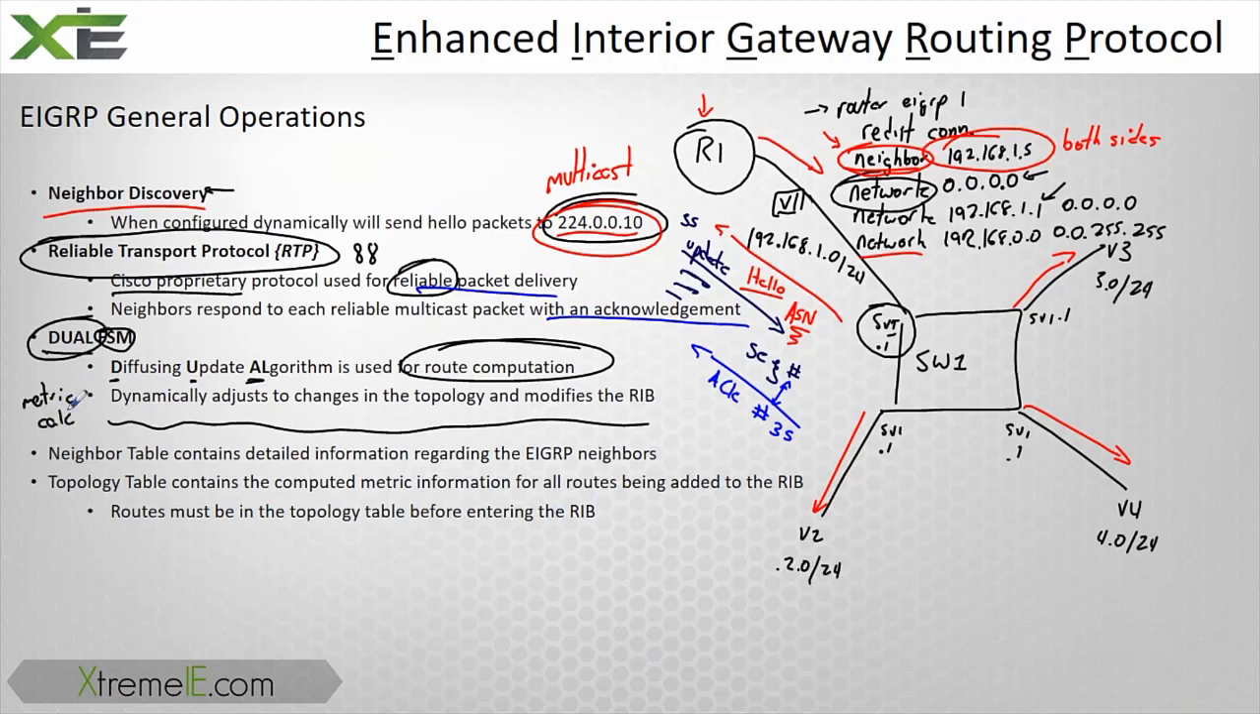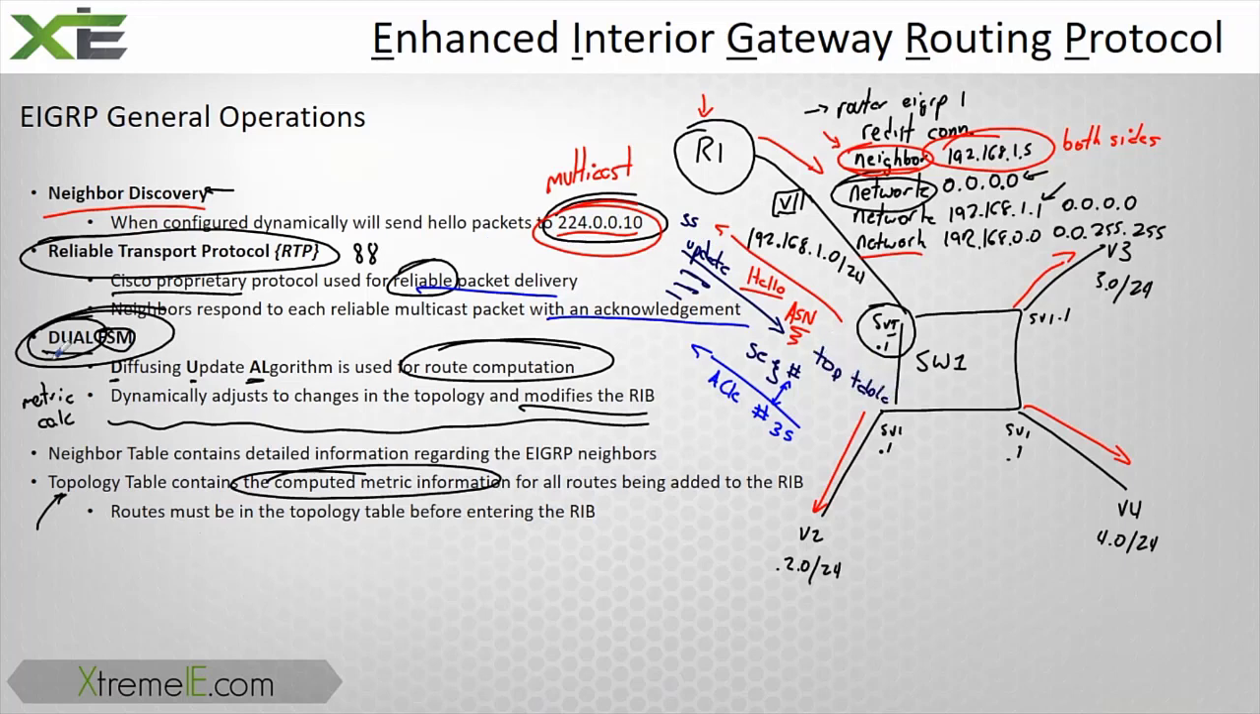Now, anytime we have a change in the routing table, anytime we have new updates come in, DUAL is what's going to be responsible for computing those routes and deciding what routes go into the RIB, what routes don't go into the RIB. It's responsible for modifying the metrics in the RIB. Now, in order for these routes to go into the RIB to begin with, they must first be in the EIGRP topology table. So EIGRP is going to have a database, called a topology table. That topology table is going to contain all of the computed metrics already. So as these updates come in, they hit the topology table.